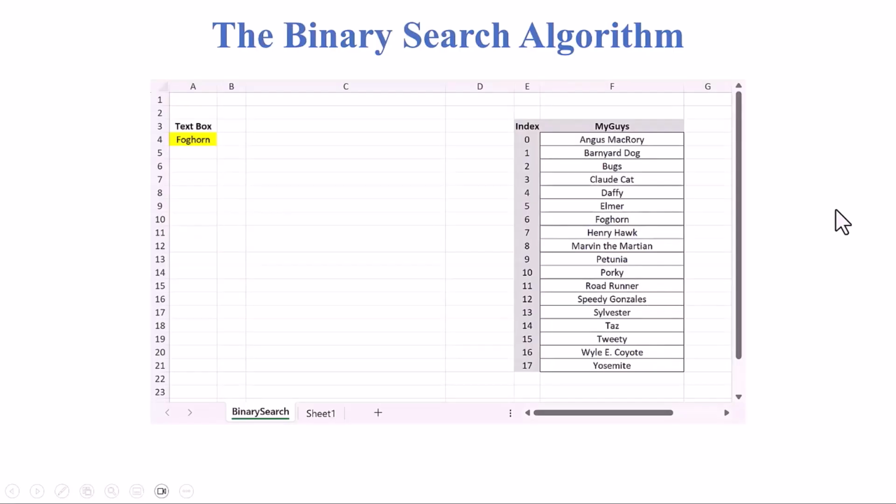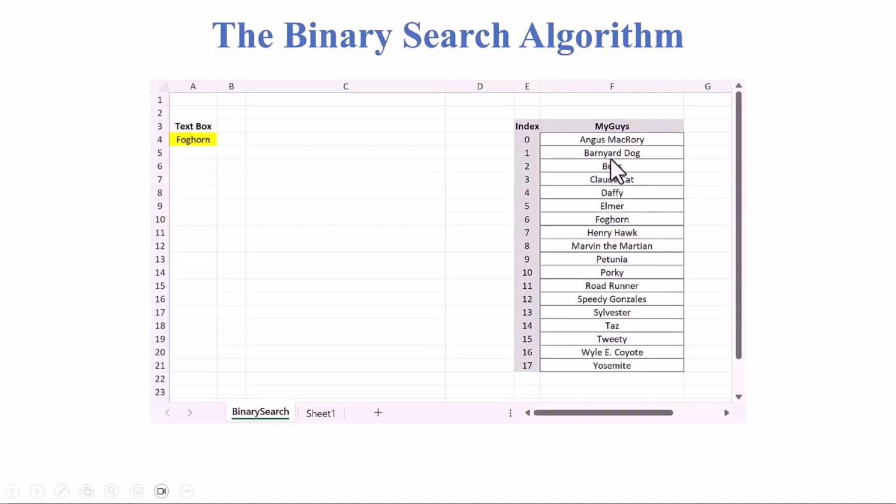Here's a good example right here. This is an array of my guys. It's an 18 element array. It starts from 0 to 17. It's got everybody in there. The important thing is that the array has to be in alphabetical order, or numerical order if you're searching numbers. But it needs to be in order. We've done that already for this array. It's in alphabetical order from Agnes McEnroy down to Yosemite. And we're looking for Foghorn in this particular search.